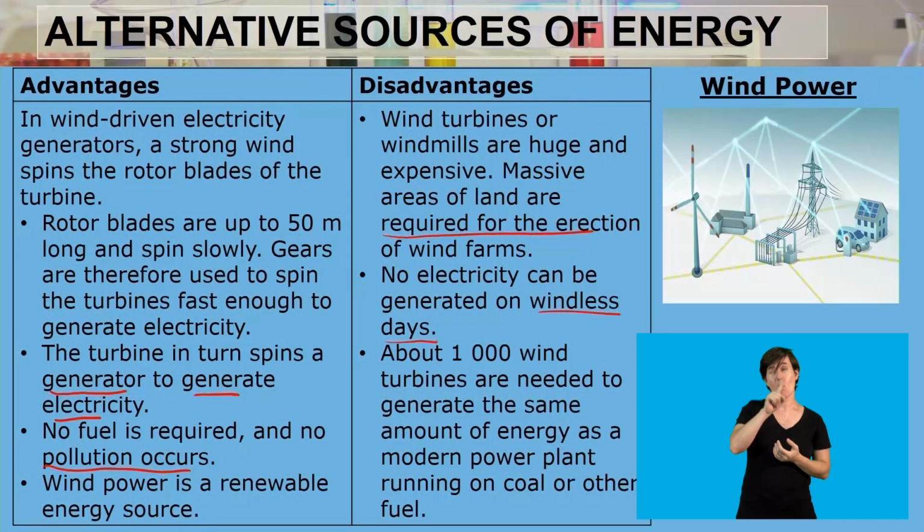About 1,000 wind turbines are needed to generate the same amount of energy as a modern power plant running on coal or other fuel. So for us to generate the same amount of energy that we are using, we need 1,000 windmills. And remember, those require a large space of land, of which we do not have.